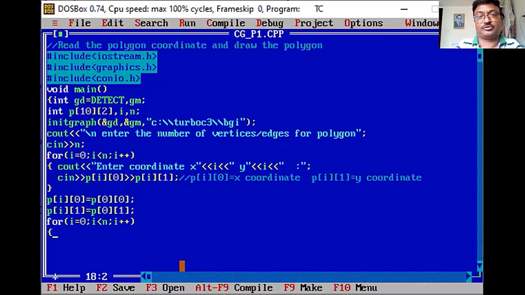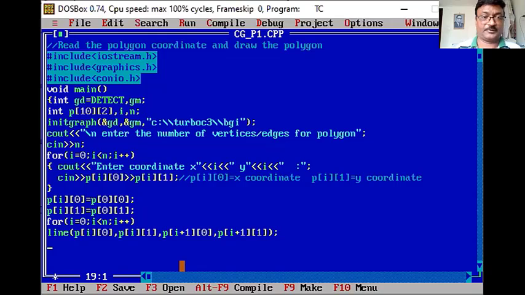Now start with the line function, simple line, with p of I 0. That is my first point, p of I 0. Then p of I 1 is my x0 point, y0 point, to p of I plus 1 0, and p of I plus 1 1. So what this indicates is that I am going to draw the line x0 y0 to x1 y1, x1 y1 to x2 y2, x2 y2 to x3 y3, and x3 y3 to the last line.